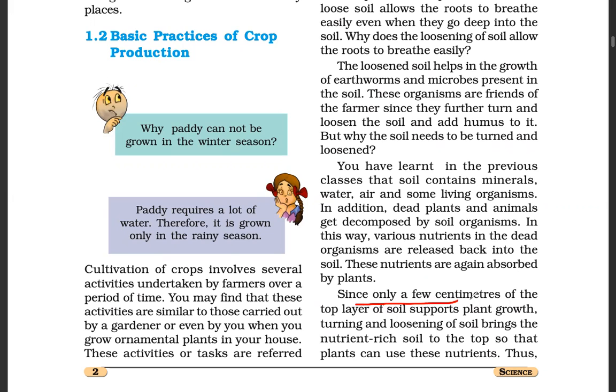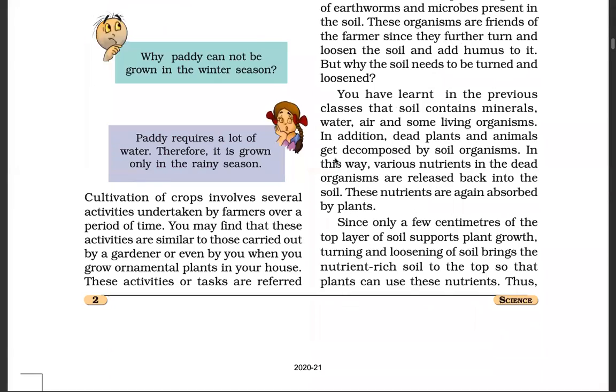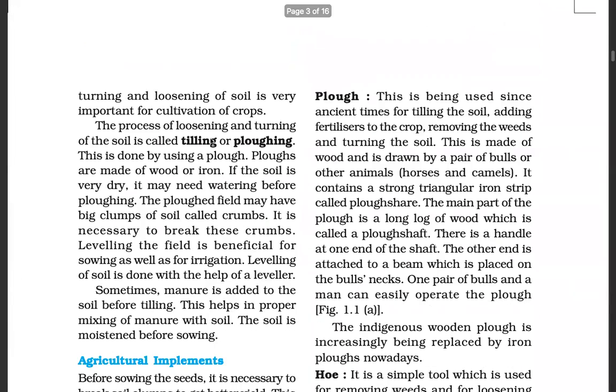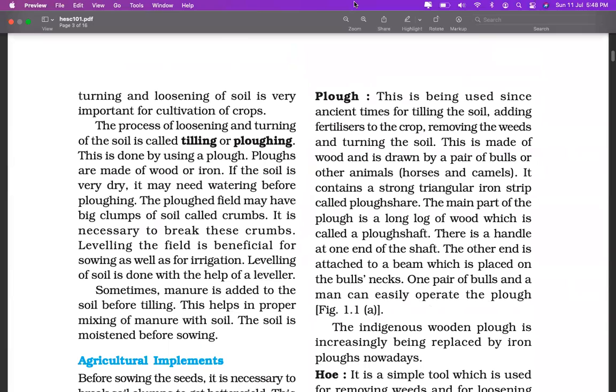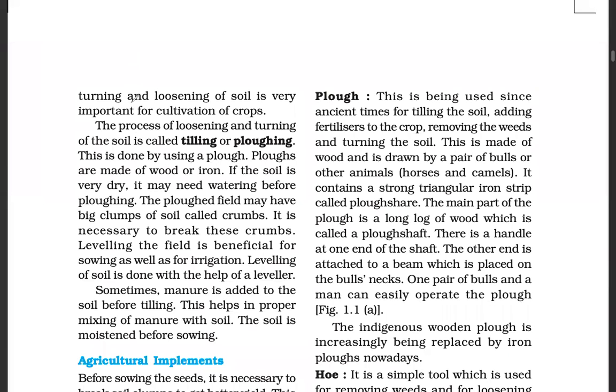Since only a few centimeters of the layer of the top soil supports plant growth, turning and loosening of the soil brings more nutrient-rich soil to the top so that plants can use these nutrients. Thus, turning and loosening of soil is very important for cultivation of crops.